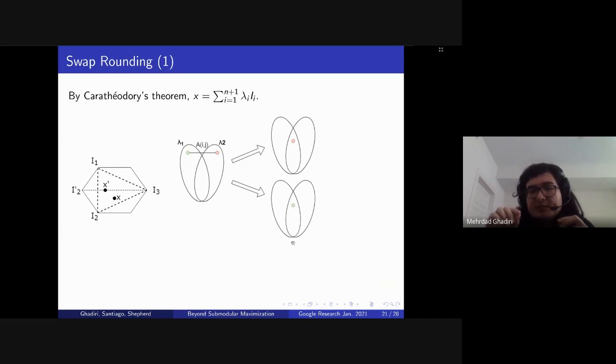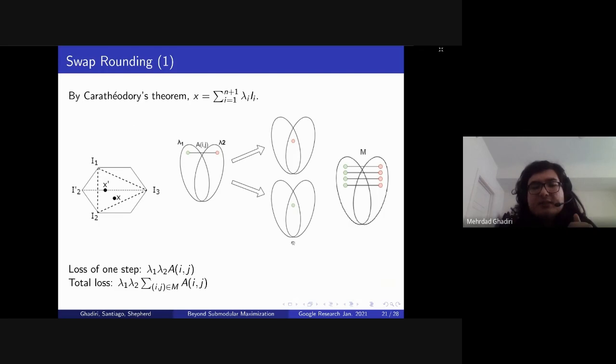So this step increases the size of the intersection of these two bases. So after some steps, at most R steps, I will end up with just one base, which has a weight of lambda 1 plus lambda 2. And we show that we can do this until we get just one base with the weight of lambda 1 plus lambda 2.